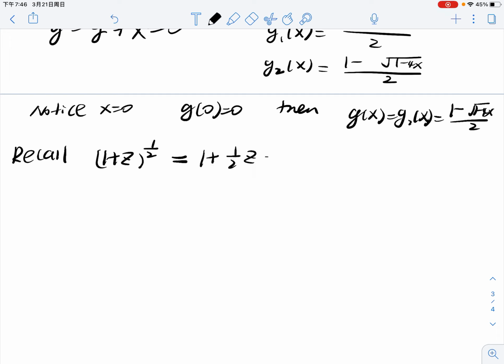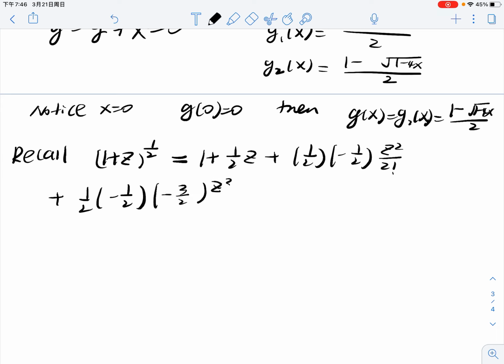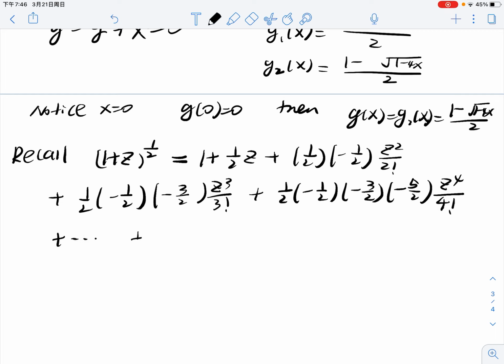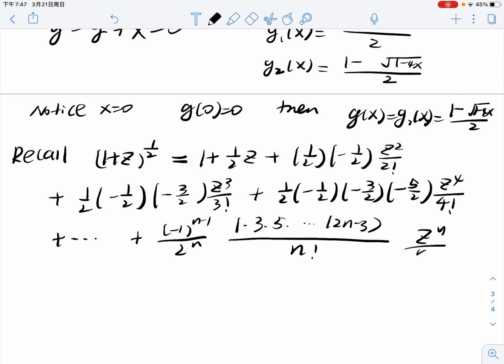So basically, you will have this one. Even though I didn't tell you what the actual rule is, you can find the pattern. Plus, and the nth term will be (-1) to the n minus 1 power, 2 to the n power, 1 times 3 times 5, all the way to 2n minus 3, divided by n factorial, z to the n power divided by n factorial.